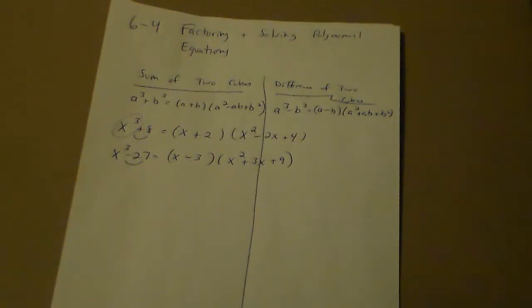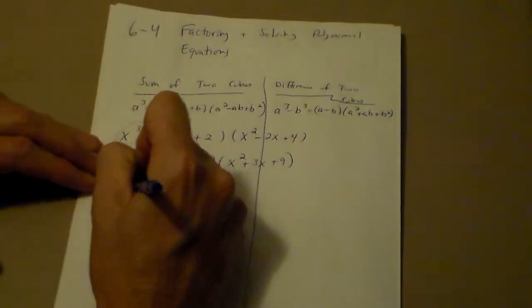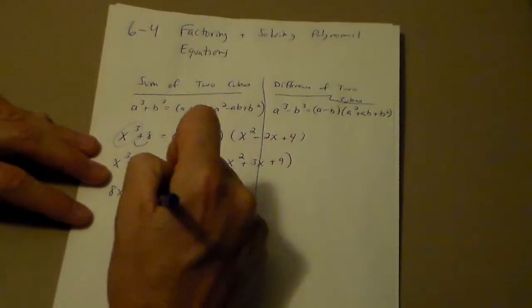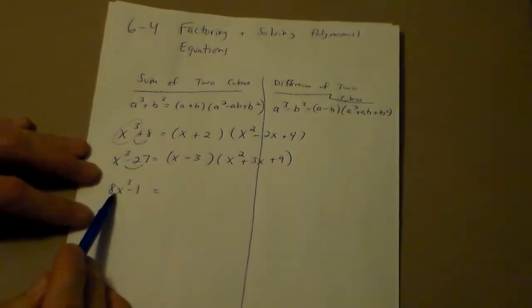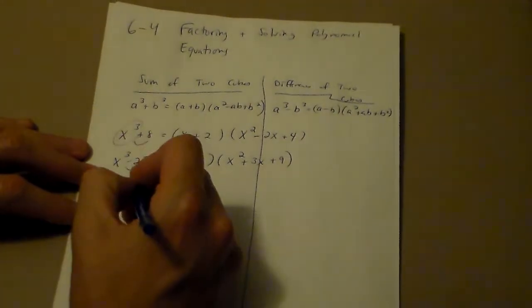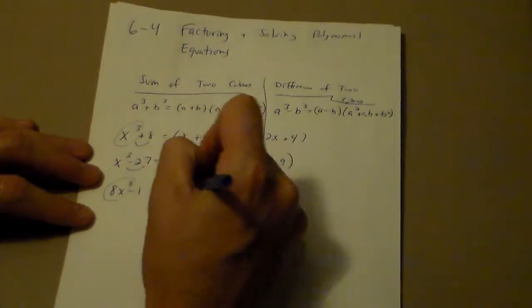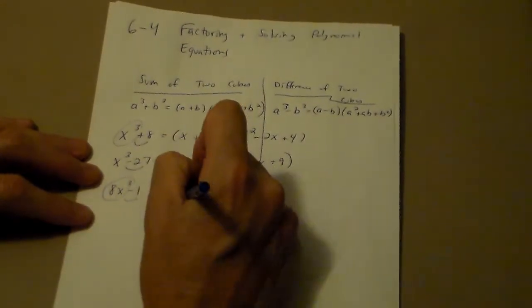All right, we're back. Let's look at another one. Let's say I had 8x cubed minus 1. That is a cube. Take the cube root of the first term, and the cube root of the second term.